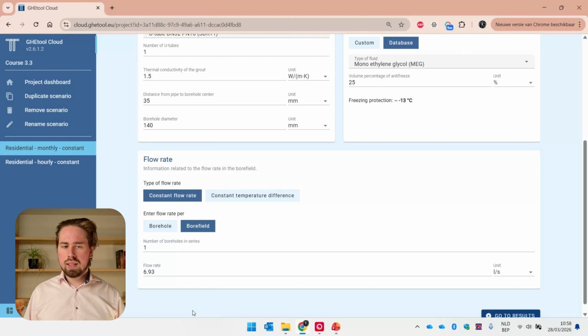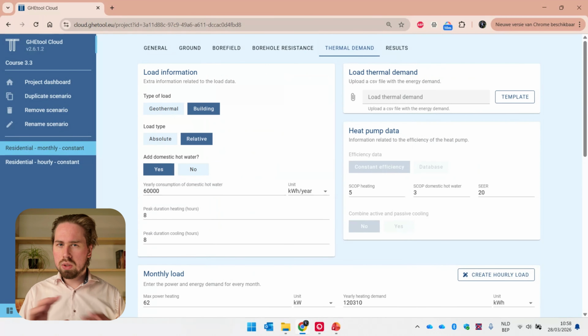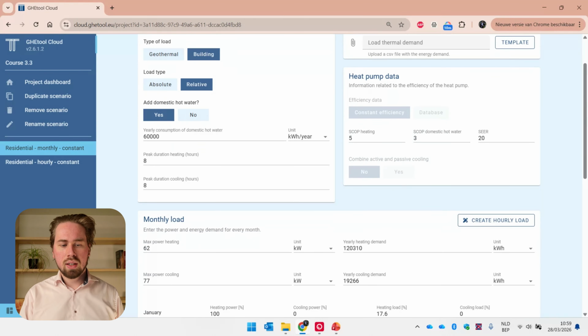Now, the 7 liters per second, it will be clear where it comes from when we switch to constant temperature difference simulation. It's basically the maximum flow rate we will have during our peak cooling. Now, to recap our thermal demands, if you want to follow along, the report of the simulation is also in the textbook, so you can download it there and recreate it yourself. We have a slightly higher demand for cooling in this case, 77 kilowatts, only 62 kilowatts heating, but the yearly heating demand is actually way bigger than the yearly cooling demand.